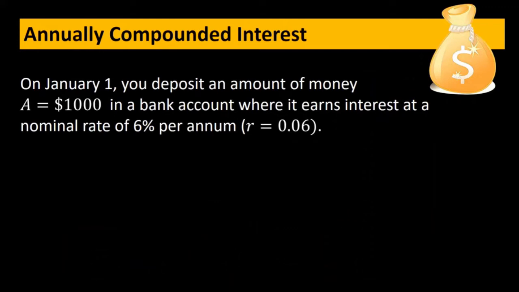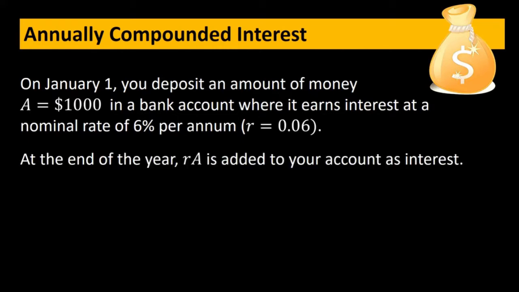So imagine that you deposit $1,000 in a bank account on the first day of the year. This account pays interest at an annual rate of 6%. For simplicity, we'll assume that interest is compounded annually, which means all your interest is paid at the end of the year.